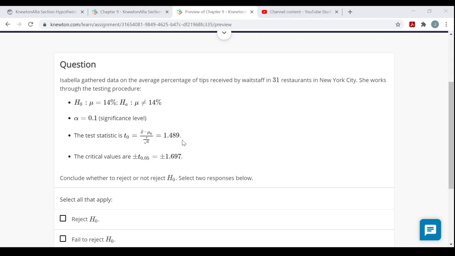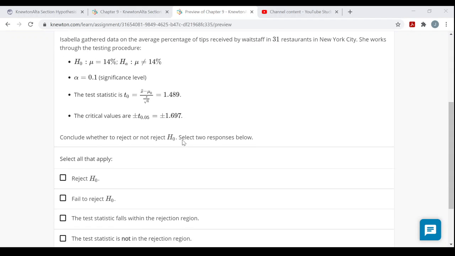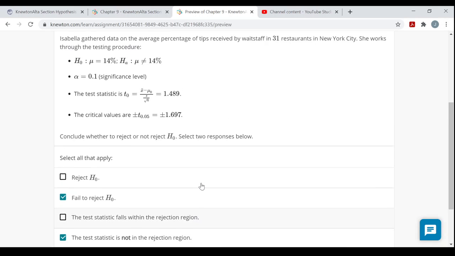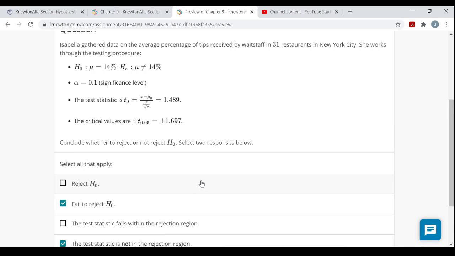So since that is not in the rejection region, we are going to not reject, or fail to reject, the null hypothesis. And again, if you're selecting this one, you're also selecting this one here, that the test statistic is not in the rejection region. Now, if the test statistic was 1.697 or greater, or if it was negative 1.697 or less, then you would reject the null because the test statistic would fall within the rejection region.